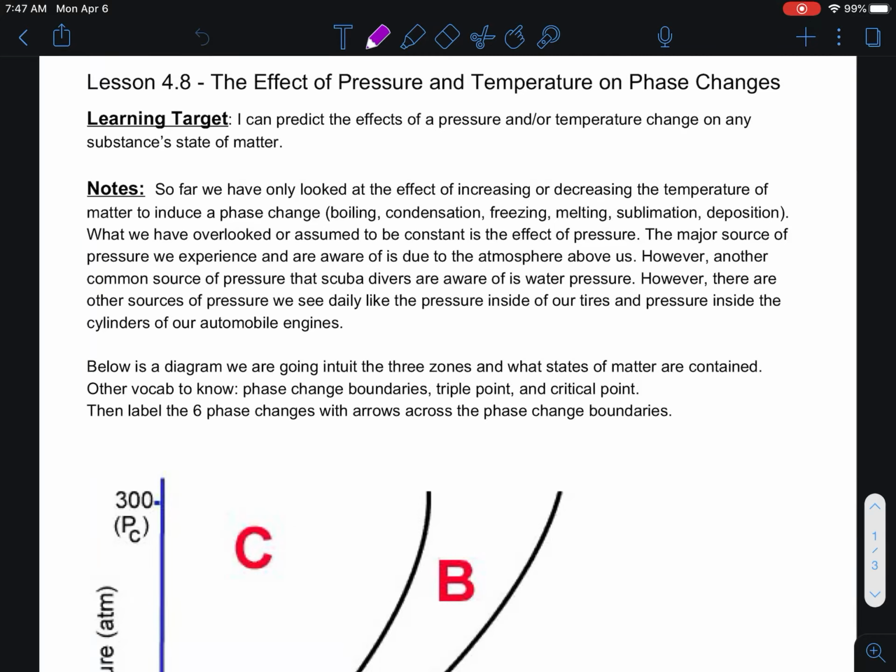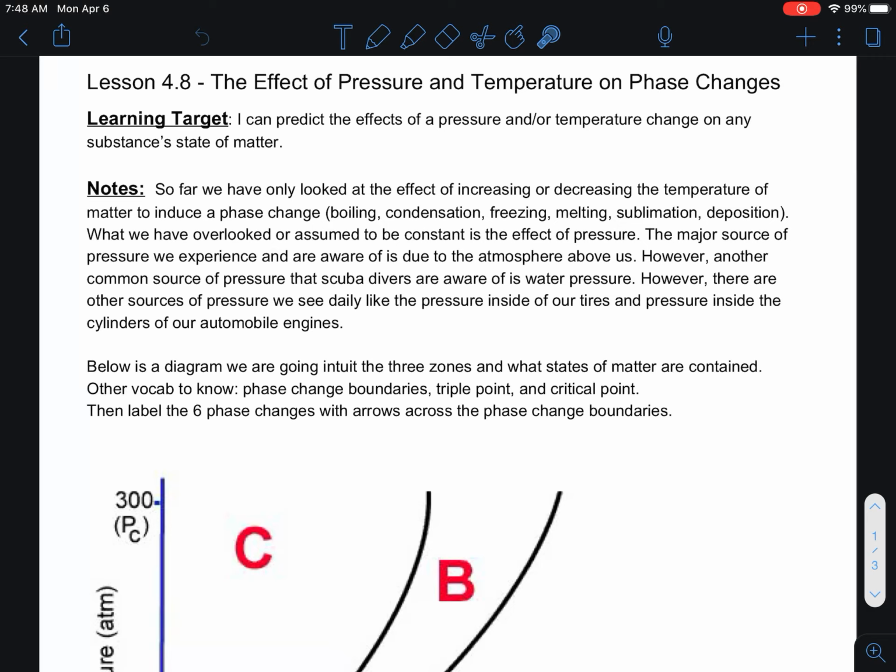Good morning, chemistry students. Today's lesson is on the effect of both pressure and temperature on phase changes. The learning target is: I can predict the effects of pressure and/or temperature changes to a substance's state of matter.